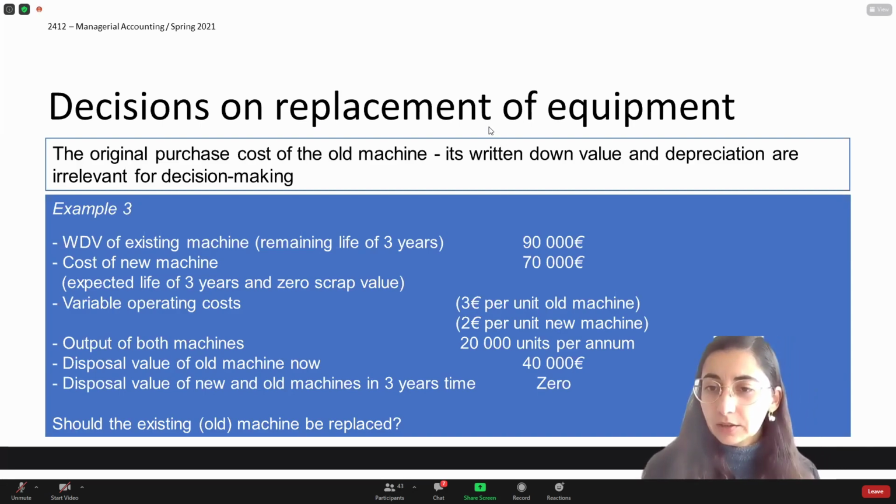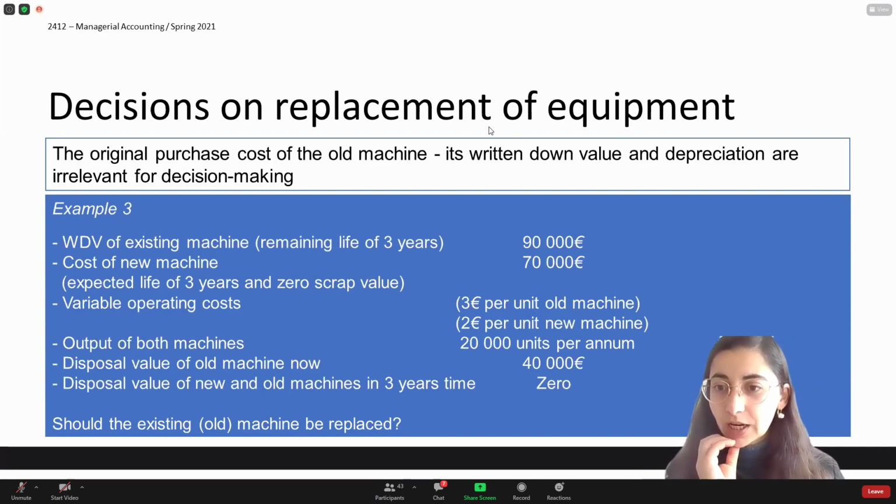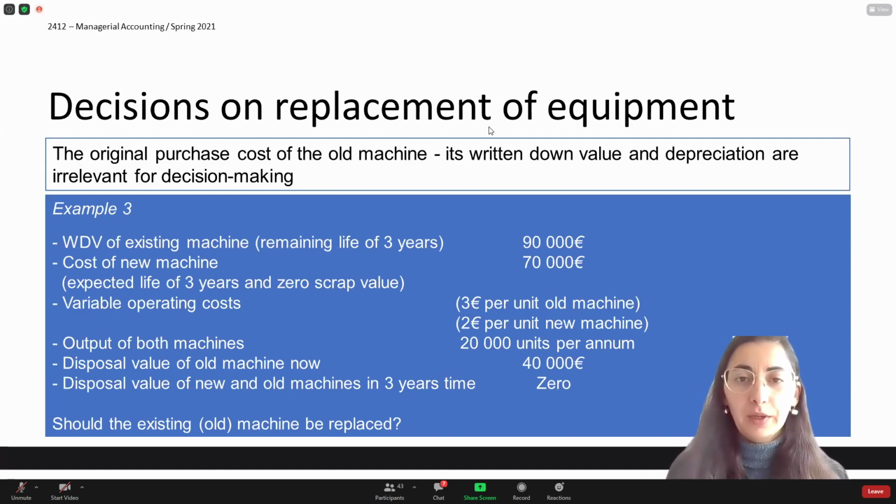So we have here a written down value. A question on the chat is whether that is the book value. Yeah, so the written down value is what we have there in the balance sheet.